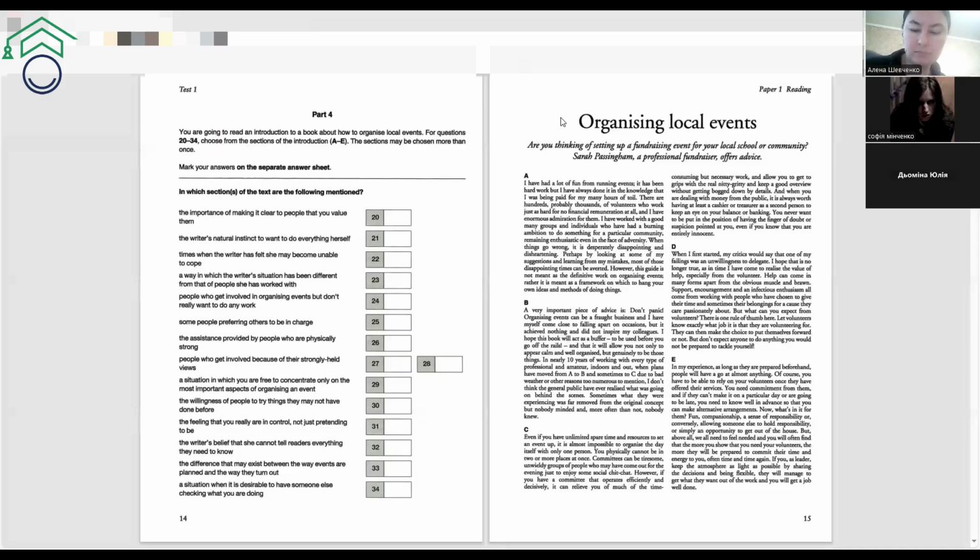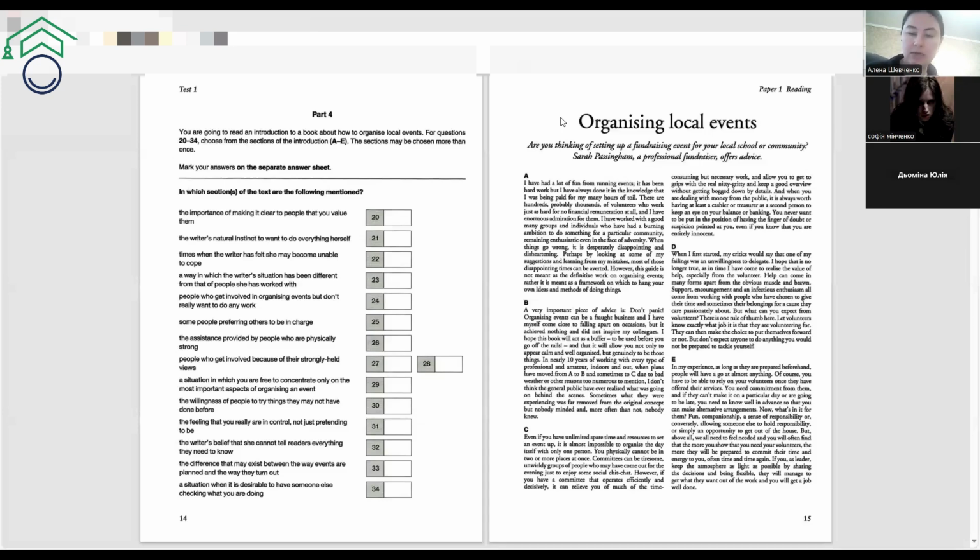I hope this book will act as a buffer to be used before you go off the rails, and that it will allow you not only to appear calm and well organized, but genuinely to be those things. In nearly 10 years of working with every type of professional and amateur, indoors and out, when plans have moved from A to B and sometimes to C due to bad weather or other reasons too numerous to mention. I don't think the general public have ever realized that was going on behind the scenes. Sometimes what they were expecting was far removed from the original concept, but nobody minded, and more often than not, nobody knew.